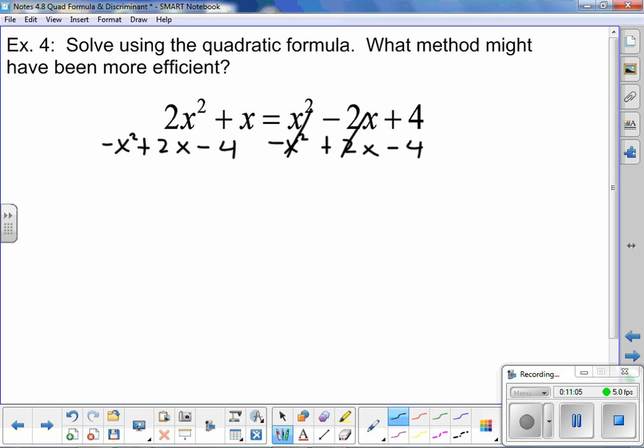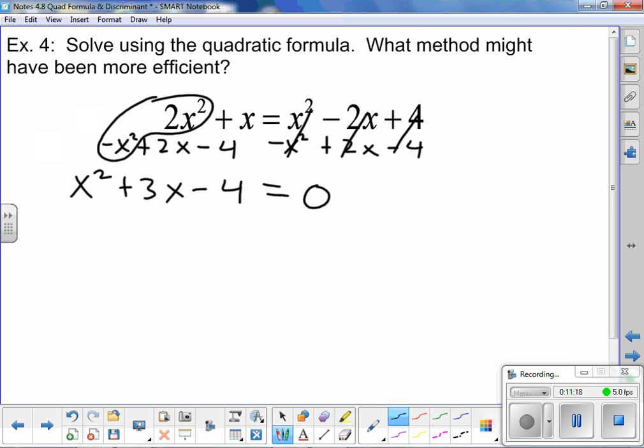So these are gone. They're 0. Make sure you combine like terms over here. So 2x squared with a negative x squared is going to make an x squared. 2x with an x is going to be a positive 3x, and then you're going to subtract a 4.